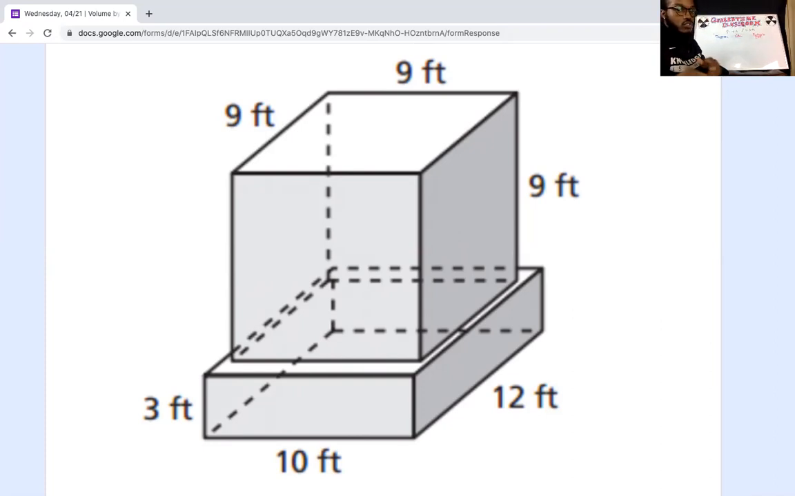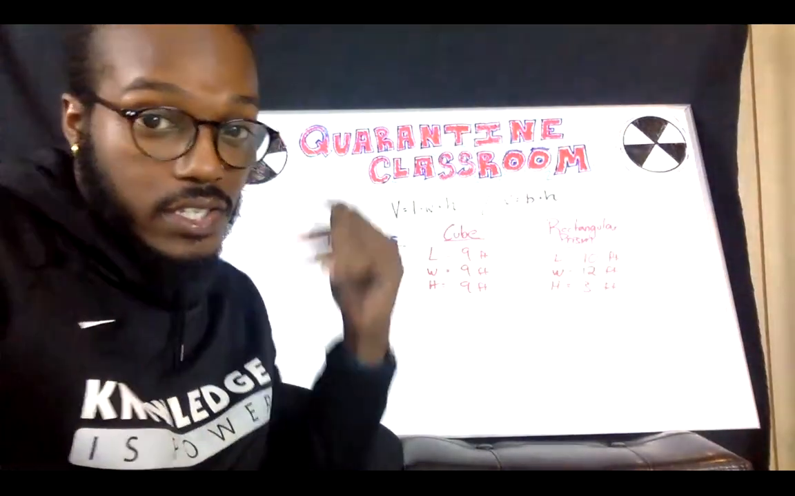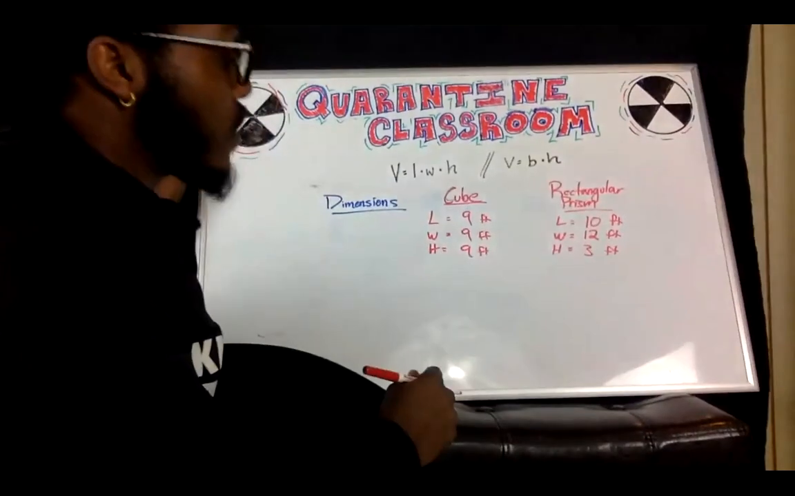So I'm just gonna separate those two on my board, and in your notebook, do the same way. So length, width, height, 9, 9, 9. This is a good chance to write this down in your notebook because you can think of this as if it's class and we're doing it together. 10, 12, 3. And they're all in the units of feet, which is important to know. I'm gonna take this off my screen now so we can see what this should look like as we're coming back into it.